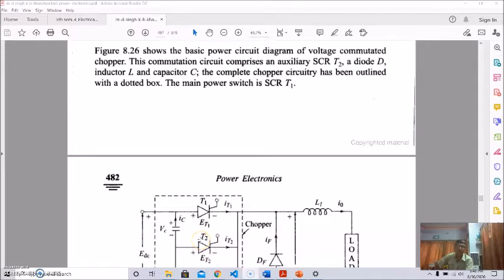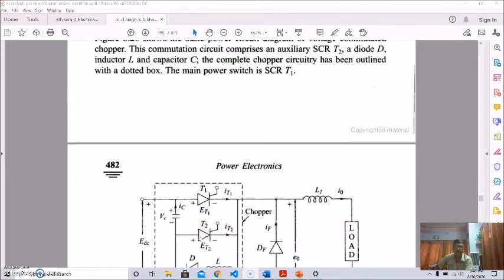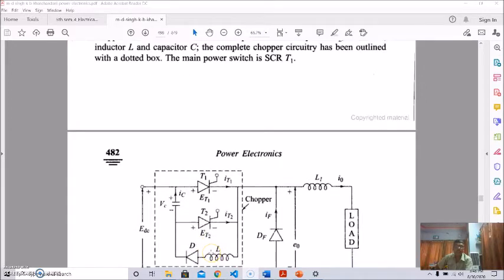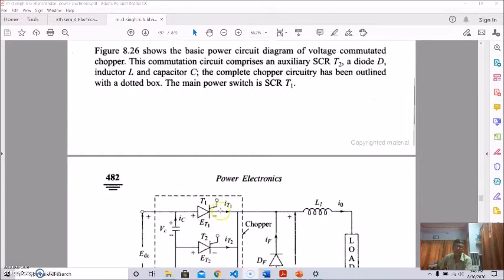This commutation circuit comprises the auxiliary thyristor T2, a diode D, and an inductor L. This is the inductor L, a capacitor C, and the main power switch is this SCR T1. You have to turn off this SCR T1, and this auxiliary thyristor T2, this power diode, this inductor, this capacitor are the components of the commutating circuit.